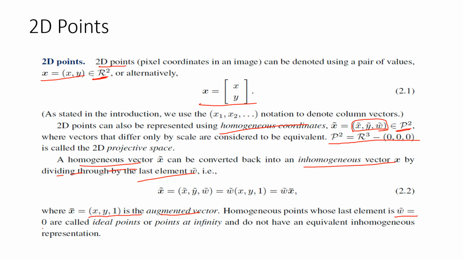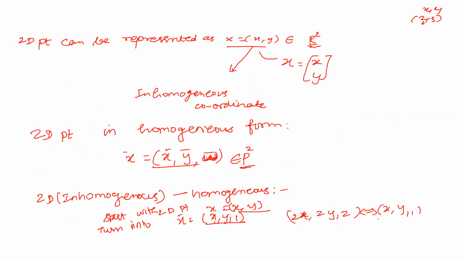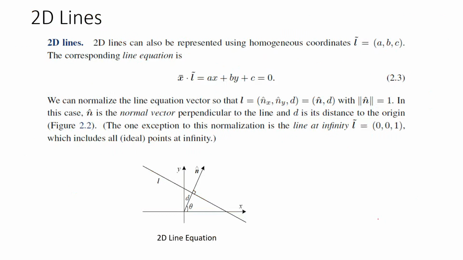If w equal to 0, this point is at infinity, or we can call it an ideal point, and we don't have any equivalent inhomogeneous representation. So I hope you are clear with the 2D points. Next we'll see 2D line.